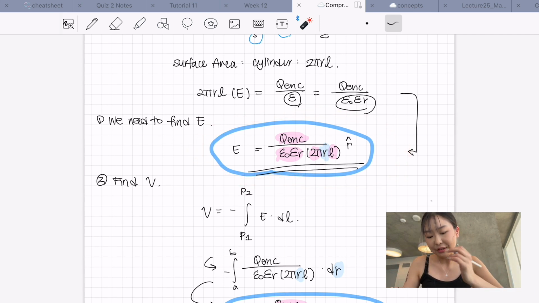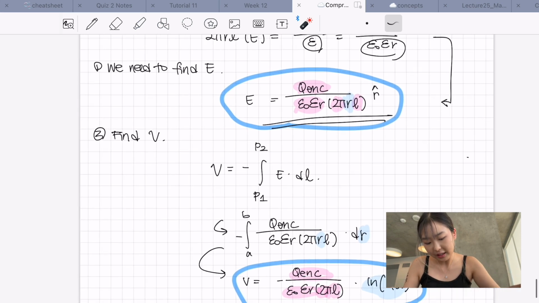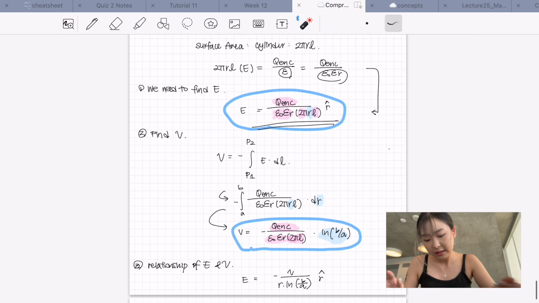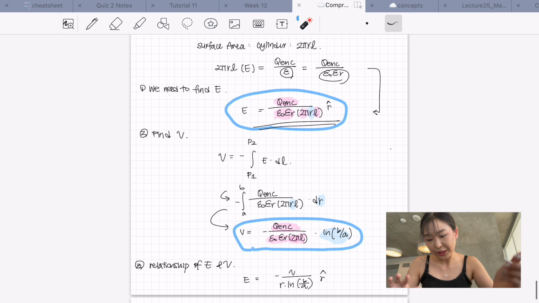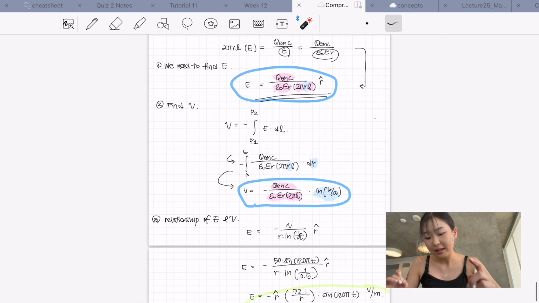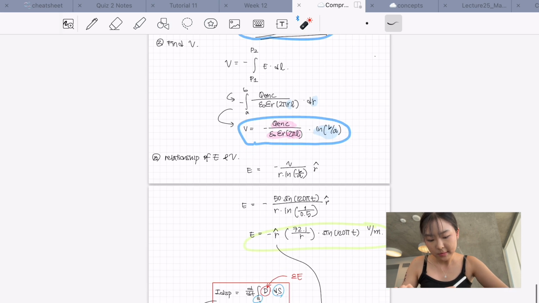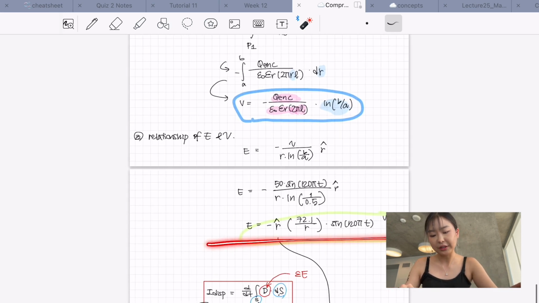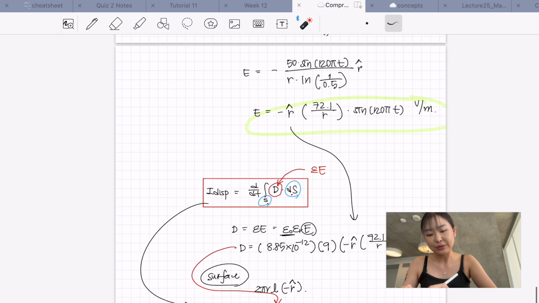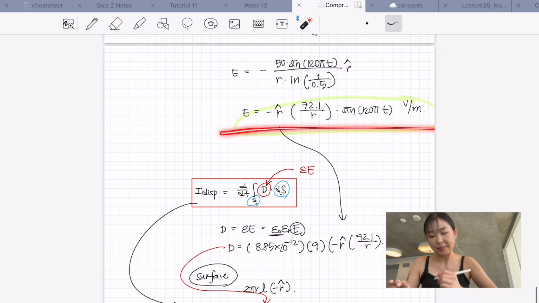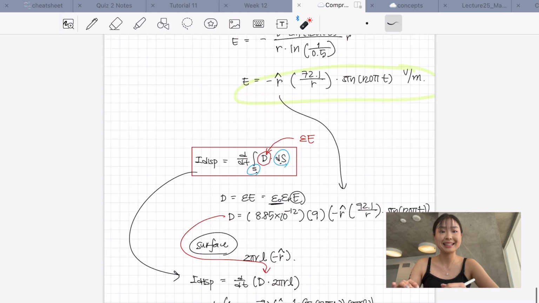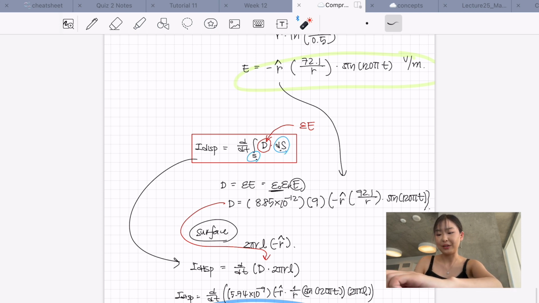So you want to find the V value, where you can find the E and the V. After that, you equate those two and find the relationship between the electric field and the voltage value, from which you found that the field is equal to a known quantity, and you plug that back into I displacement to find the displacement current. And yeah.